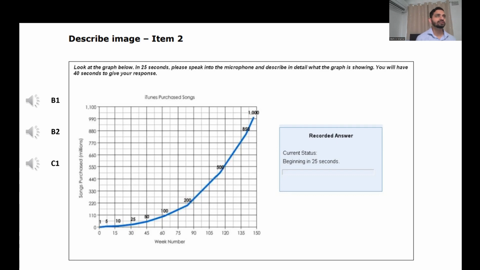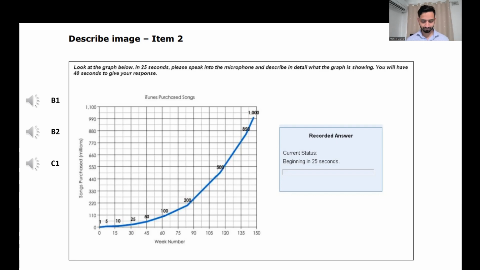Yeah, 1,000 million. So yeah, there is no organization of the response. Again, I thought this was worse than B1 because the pronunciation is quite poor, and it was hindering the understanding, I would say. Let's look at C1 now.